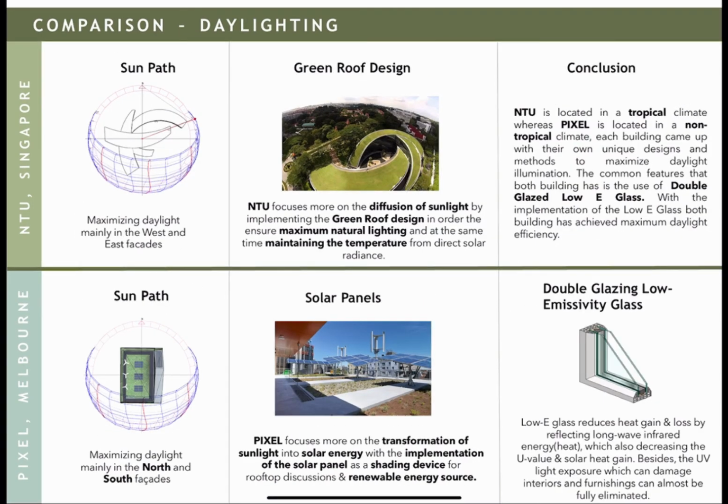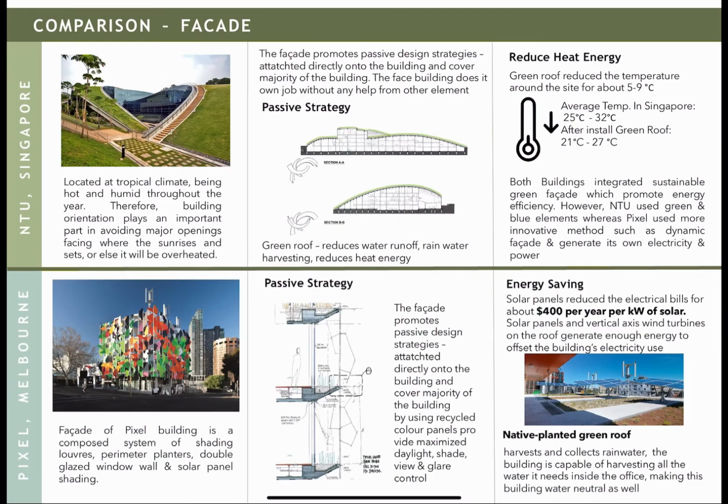The next one is daylighting. NTU is located in a tropical climate, whereas Pixel is located in a non-tropical climate. Each building came out with its own unique design and method to maximize the daylight illumination. Both buildings have implemented double glazed low emissive glass. With the implementation of the low E glass, both buildings have achieved maximum daylighting efficiency. And the next one is facade.